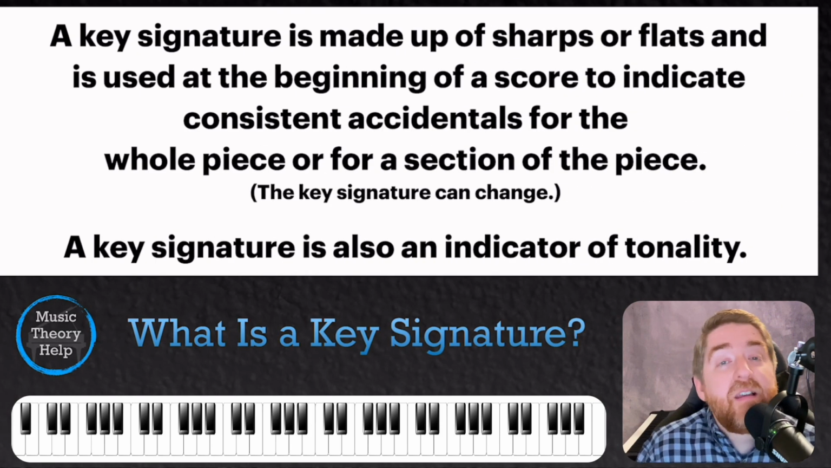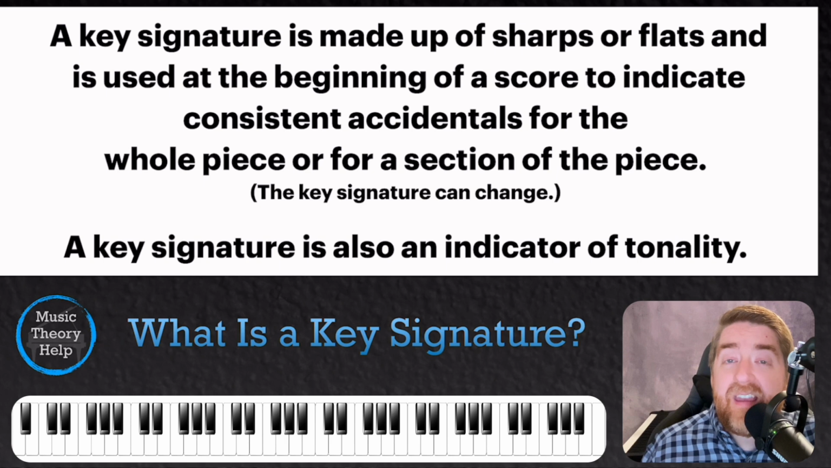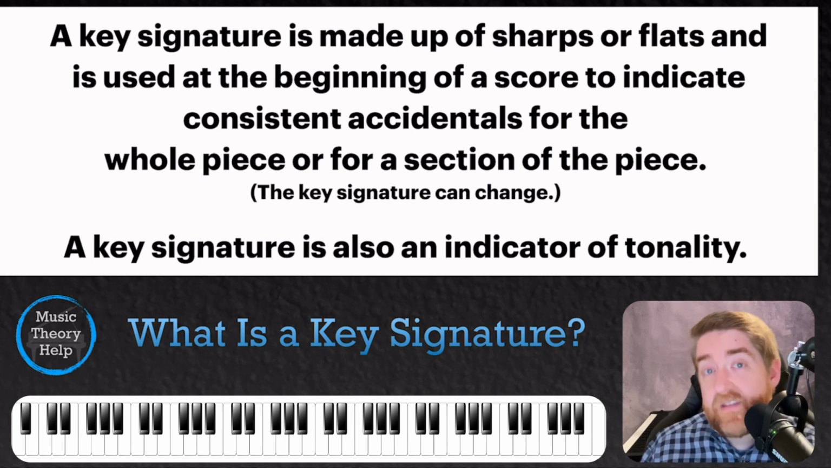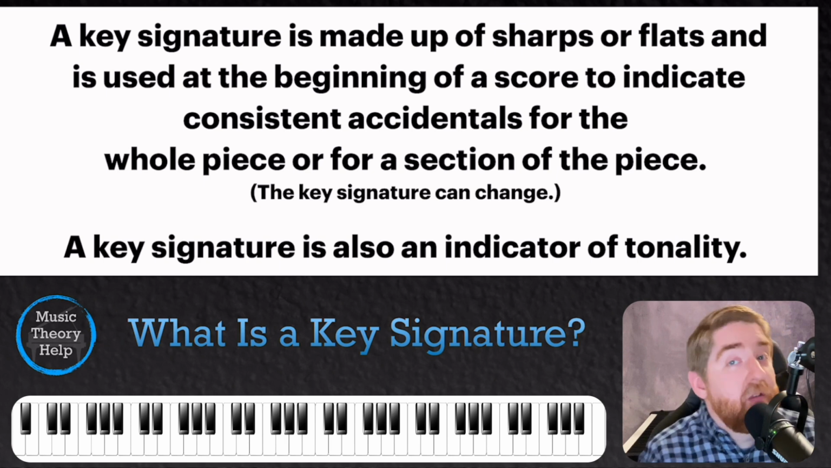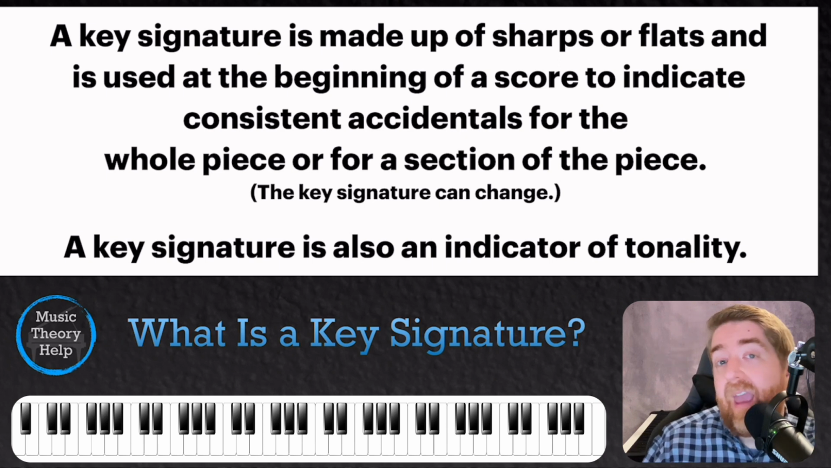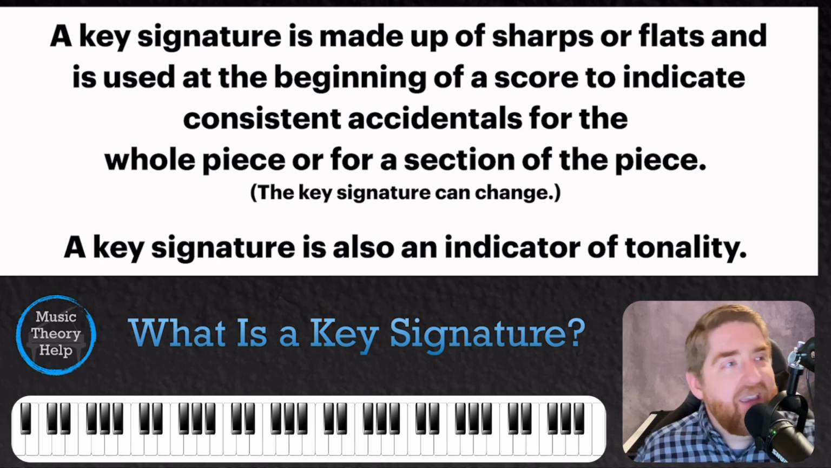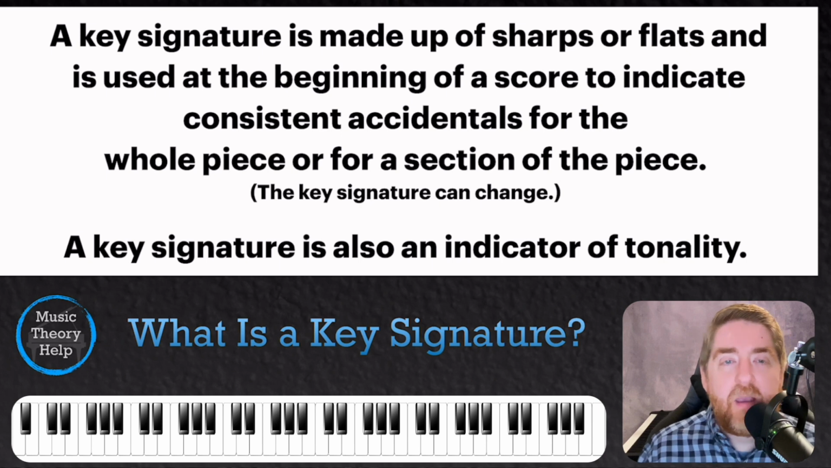A key signature is made up of sharps or flats and is used at the beginning of a score to indicate consistent accidentals for the whole piece of music or for part of a piece. So instead of writing our accidentals on every note that needs it, we can use a key signature at the beginning that tells us to raise those notes in the case of sharps or to lower those notes in the case of flats. We'll write that at the beginning of the score and on each line or system of the score so we can remember our key signature and which notes need to be altered.